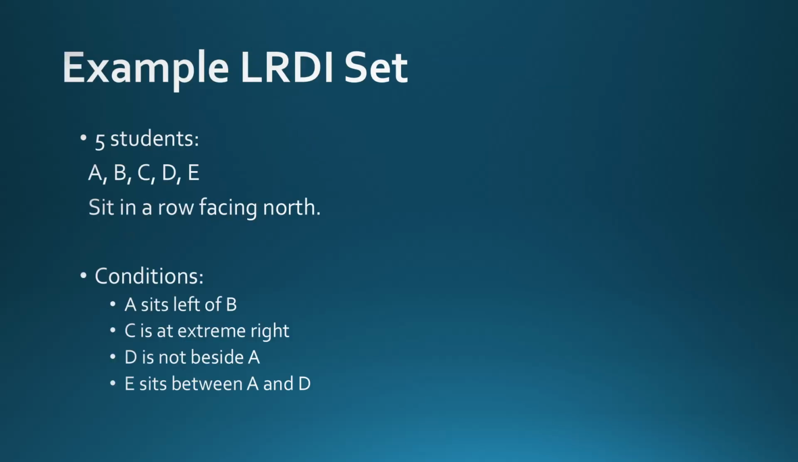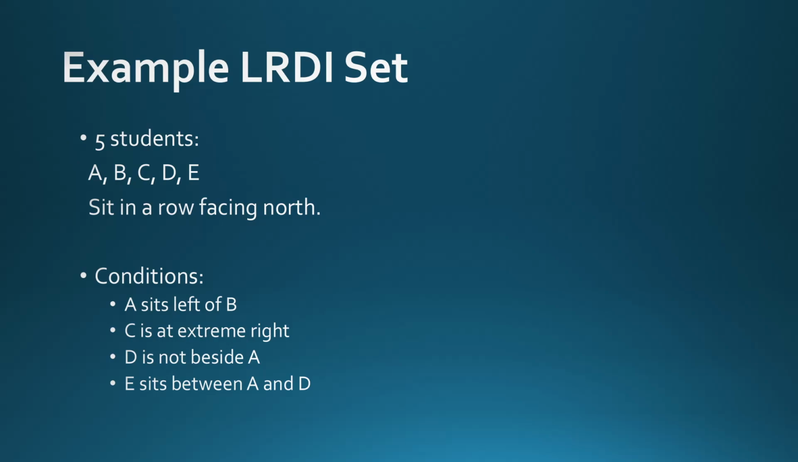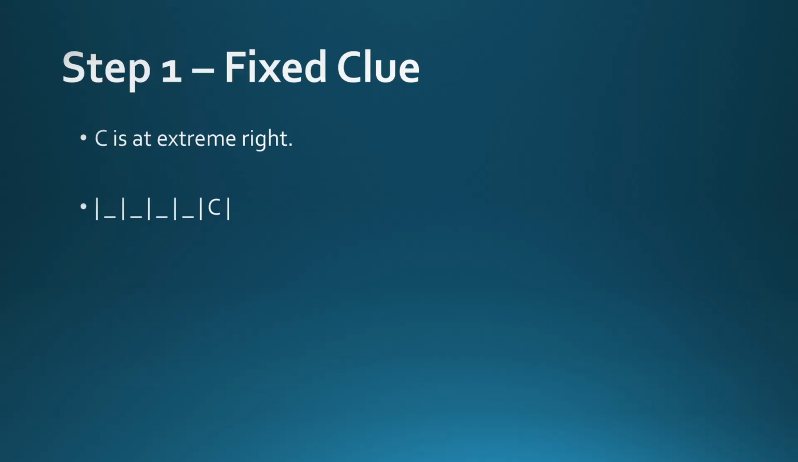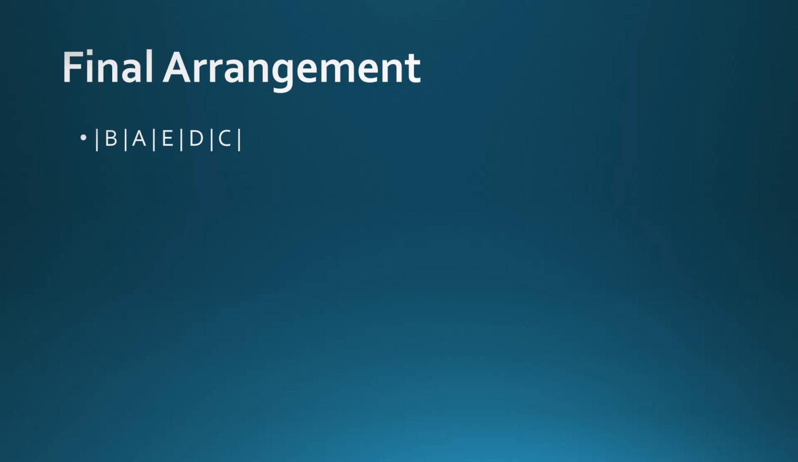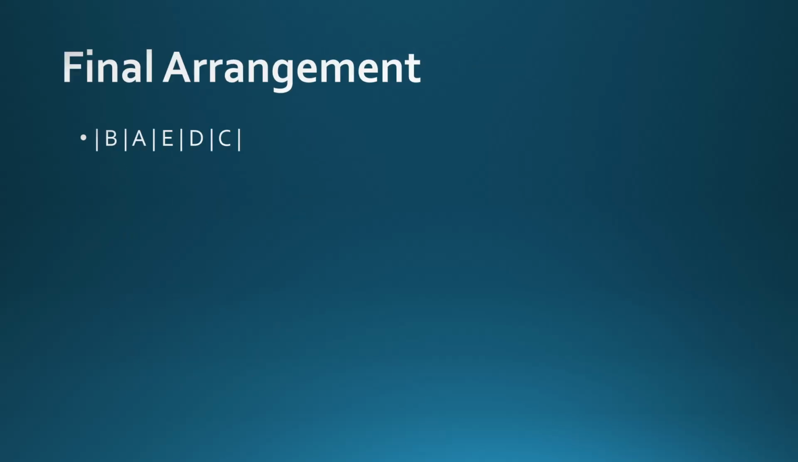The condition is C is at extreme right, so we put C at extreme right. Then the condition is A sits left of B, so here A sits left of B. D is not beside A, so D is not beside A. And E sits between A and D. So our arrangement is BAEDC. Notice we solved this calmly using structure, not guessing.